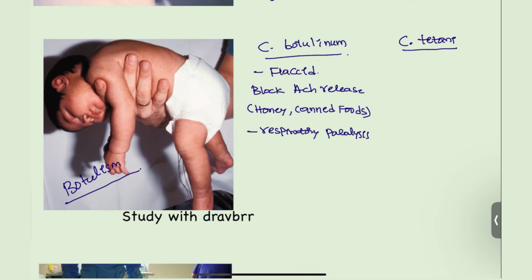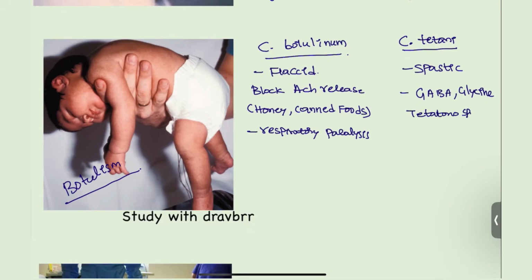Next, Clostridium tetani, it is opposite to that. It is due to spastic paralysis. Okay, why this spastic paralysis? Because there it is going to block the GABA and also glycine. The release of both of these will be stopped in the CNS with the help of tetanospasmin.